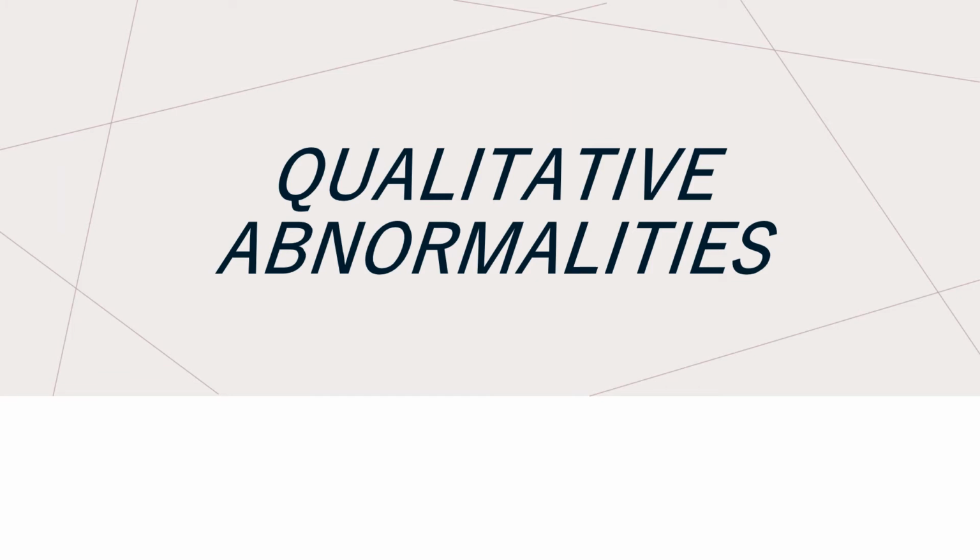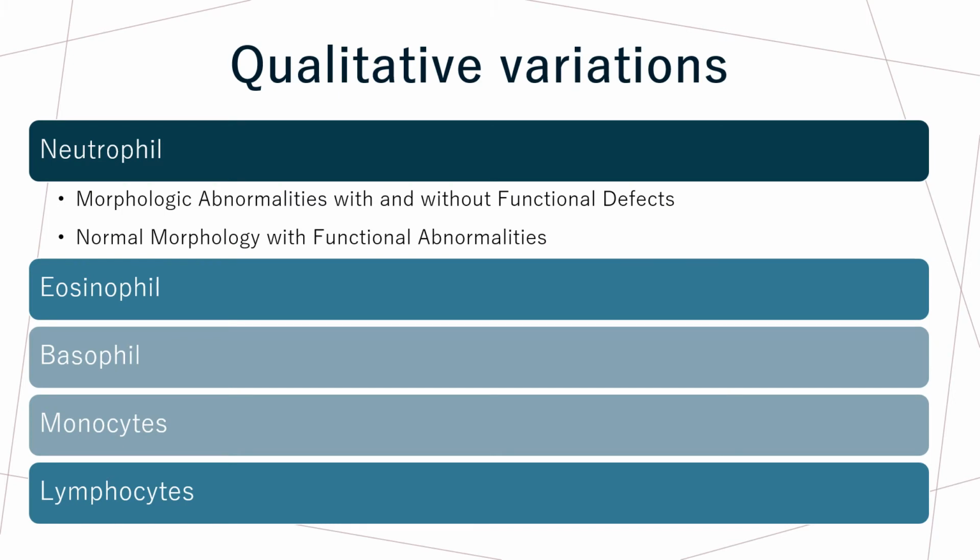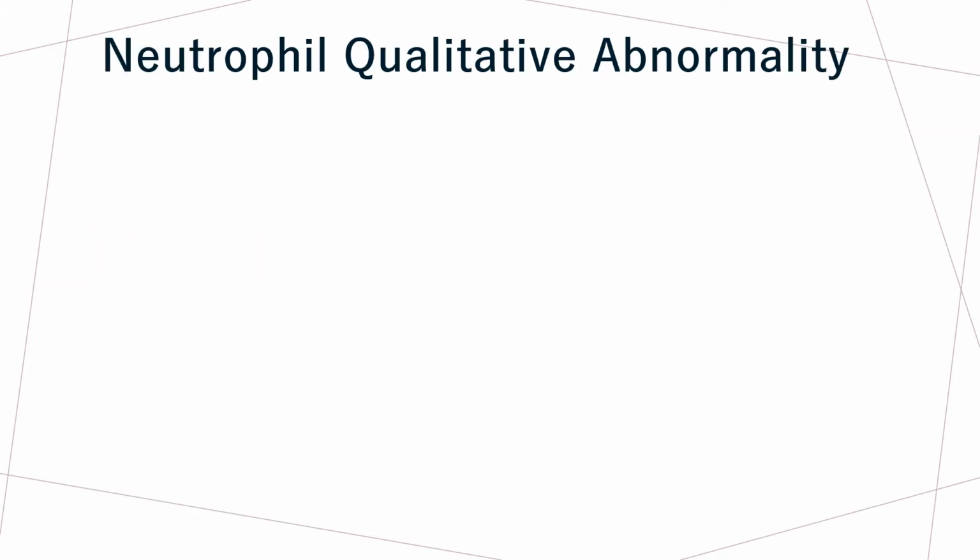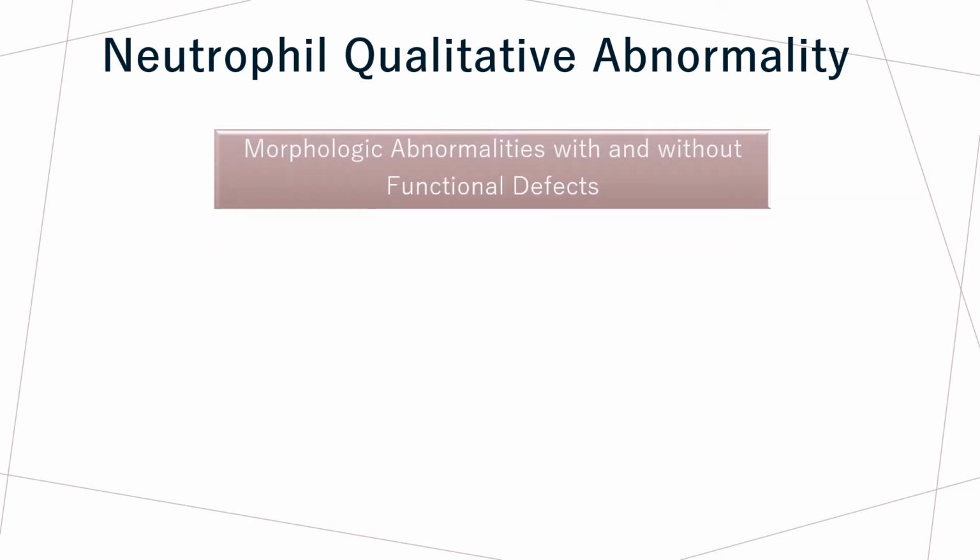Let's now proceed to the different qualitative abnormalities of leukocytes. Qualitative variations may or may not be pathologic. The neutrophil qualitative variations may be divided into two: those with morphologic abnormalities that may or may not have functional defects, and those with normal morphology but with functional abnormalities. Let's start with the different leukocytes with morphologic abnormalities, which may or may not have any functional defects. We will go through these briefly since these were already included in the previous video.